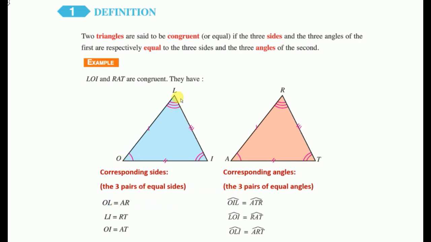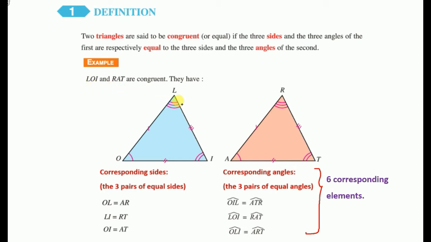So we already mentioned that OL equals AR, LI equals RT, and OI equals AT by looking at the codes. These are the corresponding sides. We have 3 pairs, and angle OIL equals angle ATR, angle LOI equals angle RAT, and angle OLI equals angle ART. So we have in total 6 corresponding elements. 3 of them are in fact 3 pairs of equal sides, and the other 3 are in fact 3 pairs of equal angles.